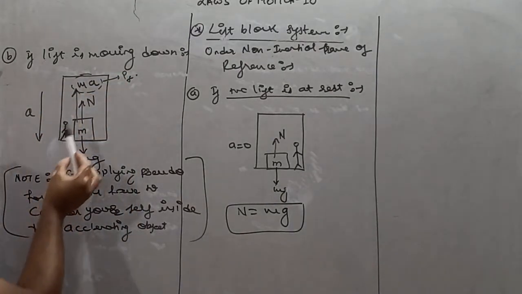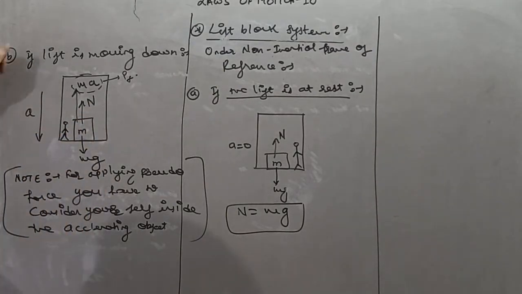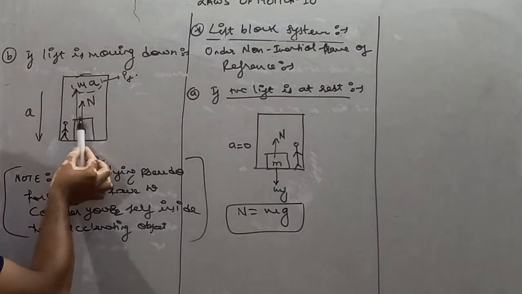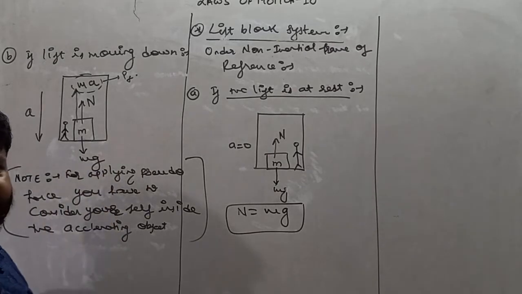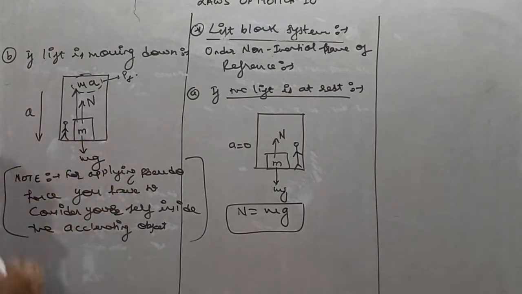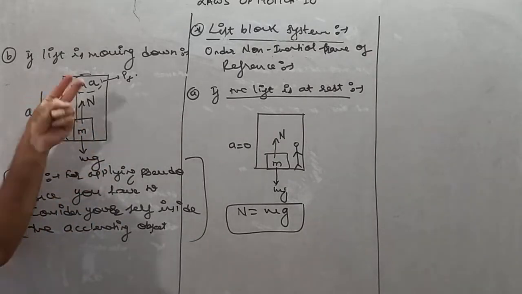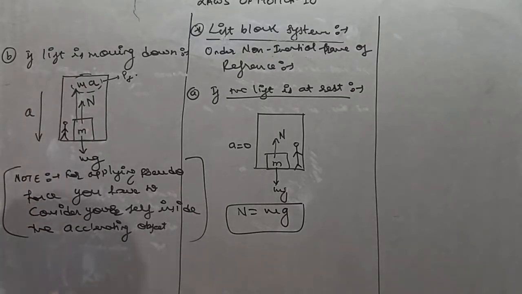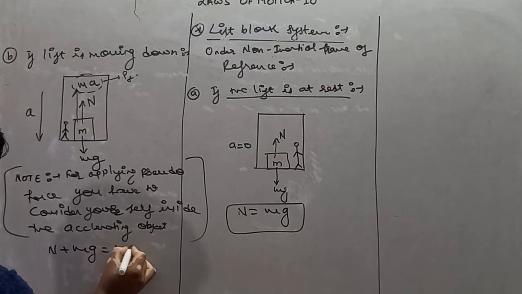Now see, if the observer is standing on the lift and the lift is moving in the downward direction, with respect to the observer the position of this block is not changing. So the observer says this block is at rest. If this block is at rest, then it is but obvious that opposite forces are equal. So N plus ma must be equal to mg.